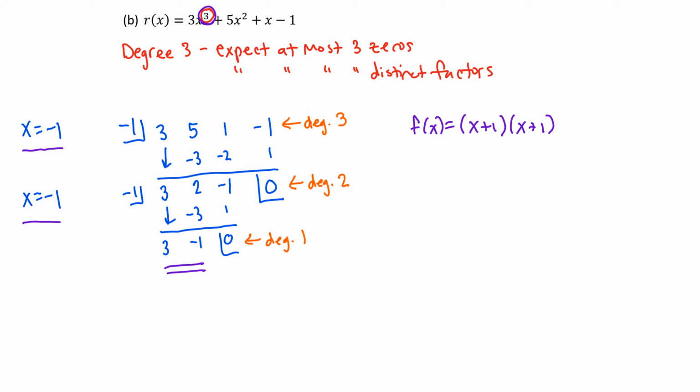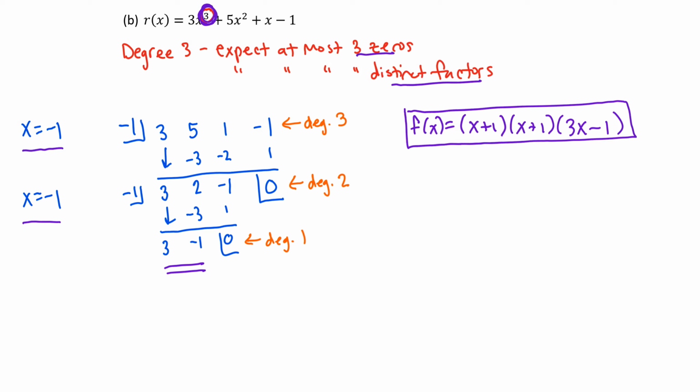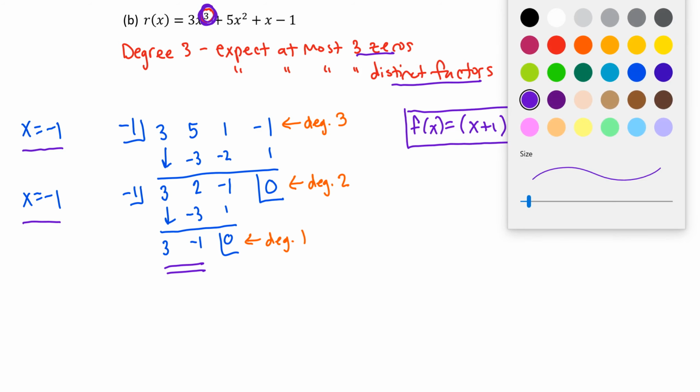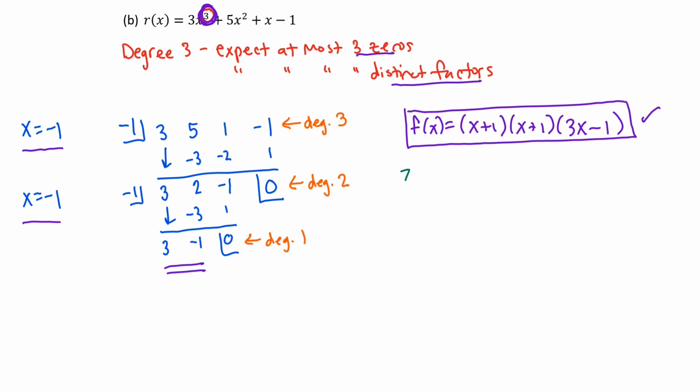Those 2 numbers are the coefficients of a degree 1 polynomial. That means 3 times x minus 1. So this polynomial has now been factored into 3 factors. Remember, degree 3 means 3 zeros, 3 factors, and that's what we end up with here. Now, do you know what the other 0 is? We can see that negative 1 has multiplicity 2. But what's the other 0?